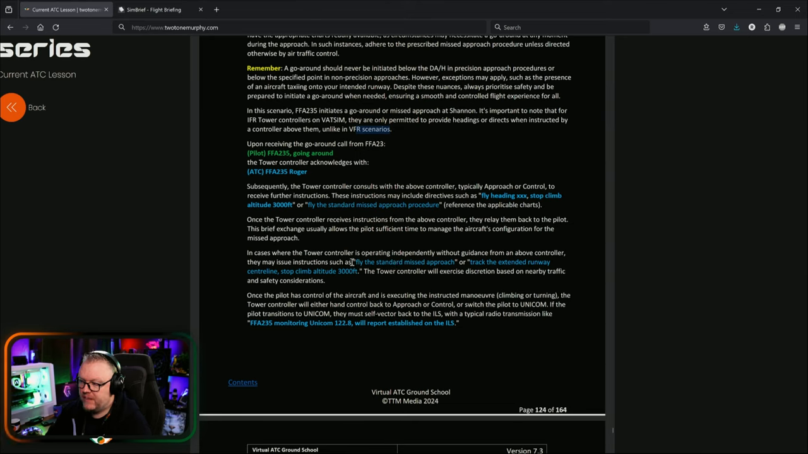And this is where you'll see it here. So in cases where the tower controller is operating independently, they may issue instructions such as fly the standard missed approach, track the extended runway center line, and so on and so on.